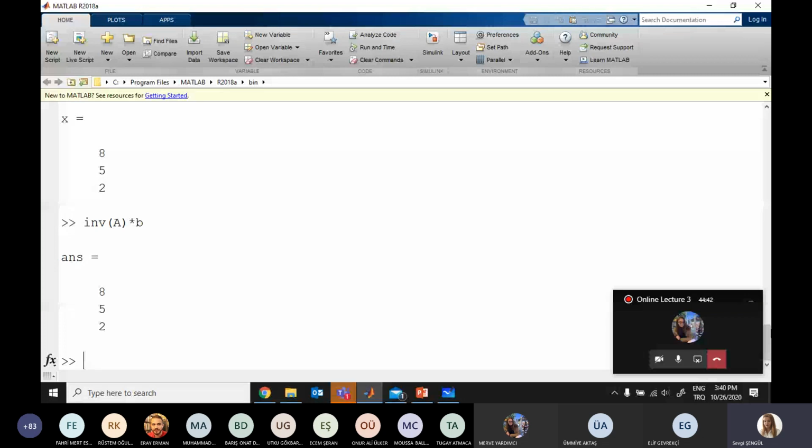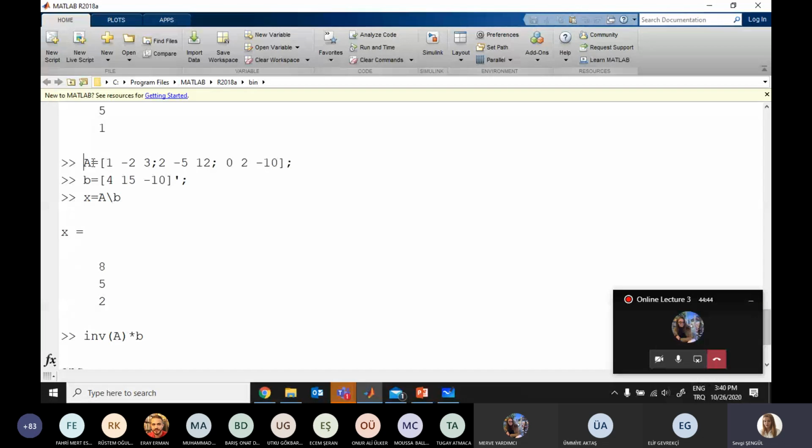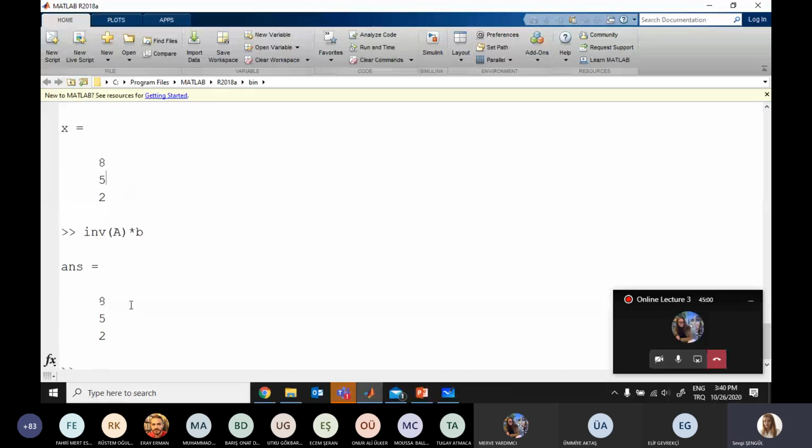So to find the solution of a system, what you need to do is define the A matrix, define B, and use this back division. This will give you the solution of your system. We don't prefer to use the inverse in our calculations. We only use it for theory because it will bring lots of error into the system.